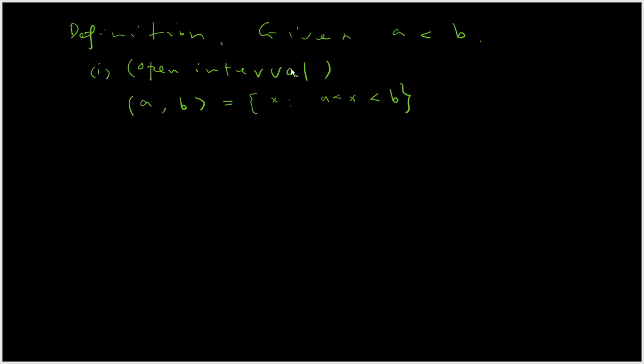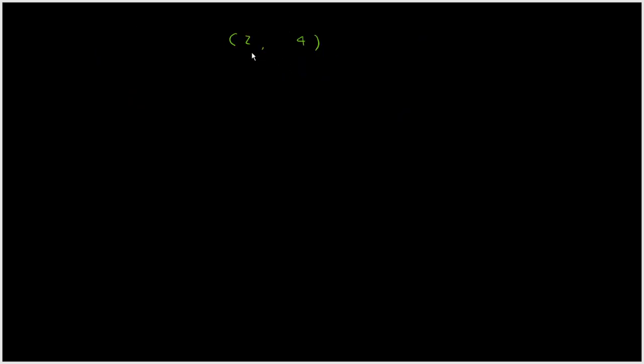Now let's say we define an open interval from 2 to 4. That's an open interval. The interval notation is the collection of all the real numbers satisfying the condition that the number is greater than 2 and less than 4. Now remember to use round brackets for open intervals, and use a comma to separate the two numbers.